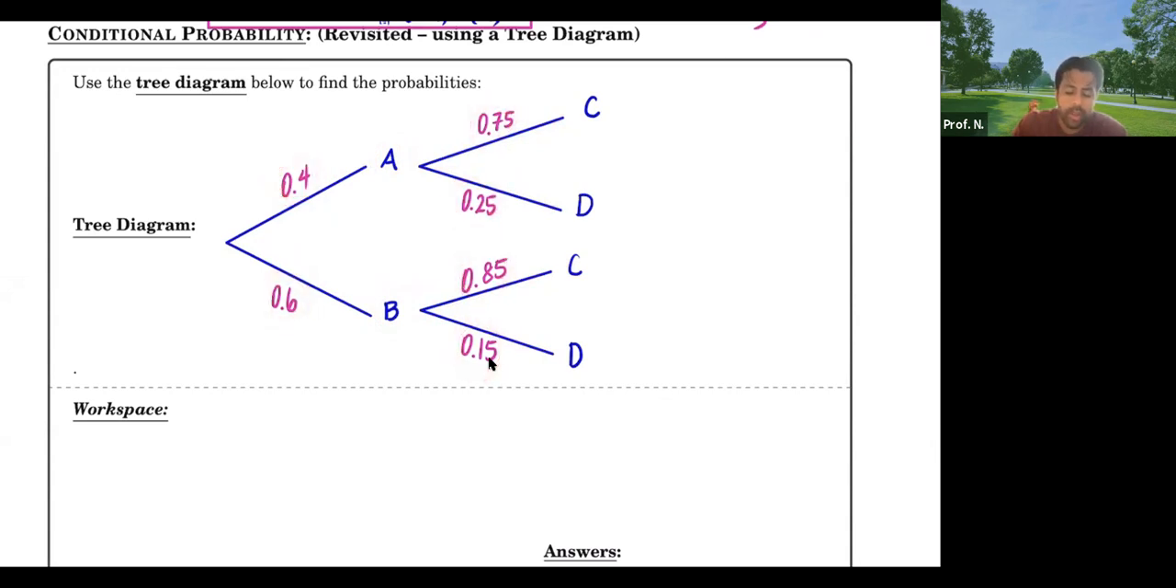So the probability of A is 0.4. The probability of B occurring is 0.6. Now these numbers here, it's not the probability that C occurs. This is actually the probability that C occurs given that A occurred. This is the probability that D occurs given that A occurs. This is the probability that C occurs given that B occurs. And this is the probability that D occurs given that B occurs.